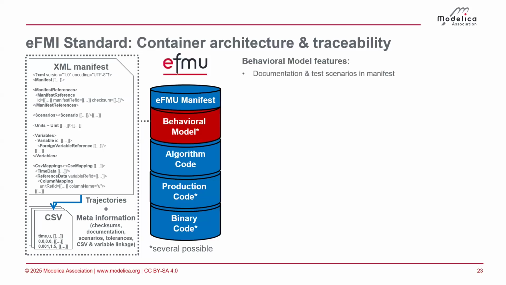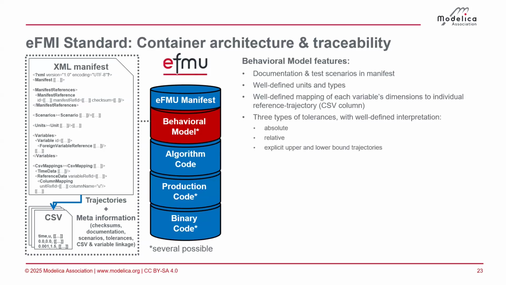The behavioral model features documentation and test scenarios in the manifest. It has, again, well-defined units and types. It has a well-defined mapping of each variable's dimensions to individual reference trajectories. We have 3 types of tolerances we support: absolute, relative, and you can even define your own trajectories with an upper and lower trajectory within which the value must be.